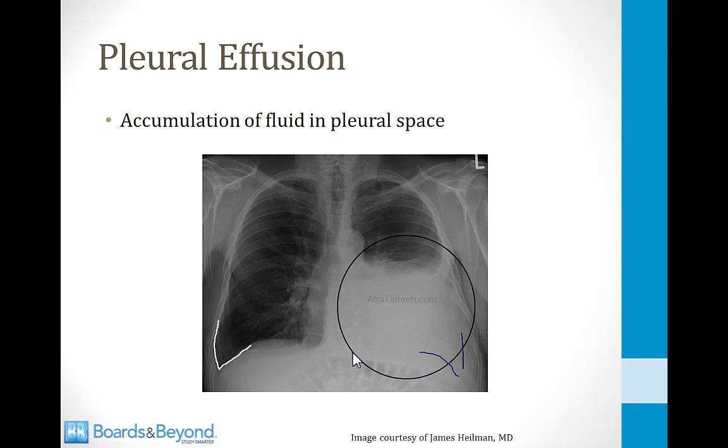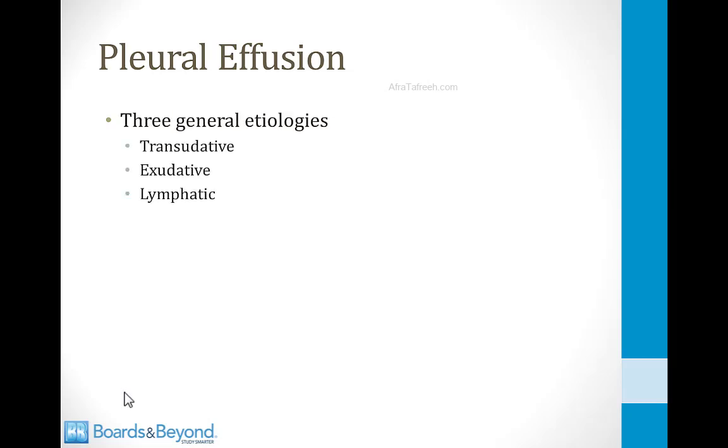You can also see that this lower part of the left lung here is filled up with fluid, and you can sort of see a meniscus here. It's called a meniscus sign that you sometimes see in patients with pleural effusions. But the main findings are a general loss of the black lung fields and a loss of the costophrenic angle visualization. There are three general etiologies of pleural effusions that you should know about as a medical student. The first type is a transudative effusion, the second is an exudative, and finally there are lymphatic effusions. We'll talk about all three of these now.